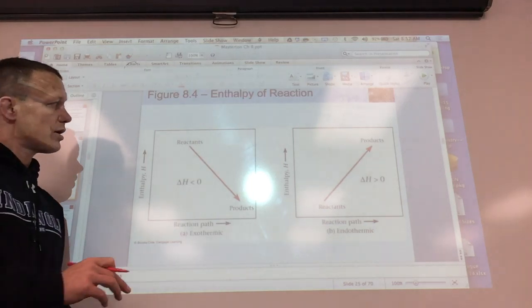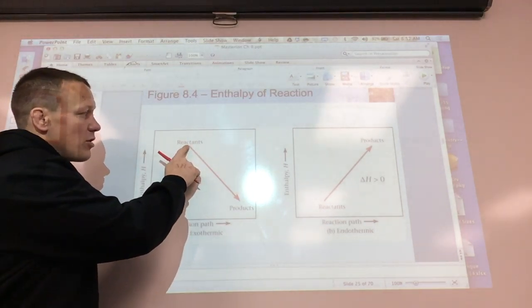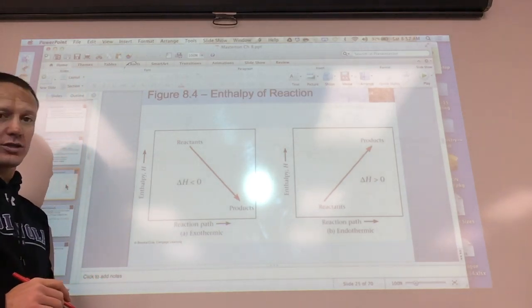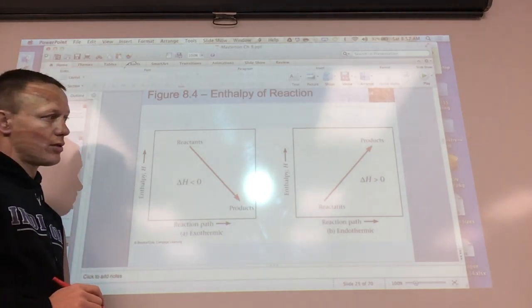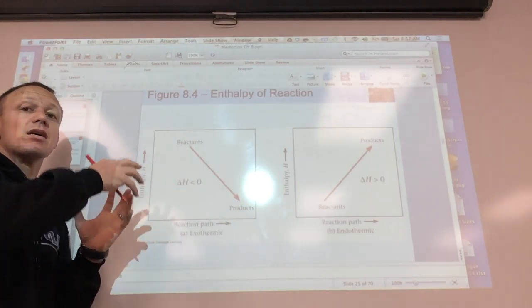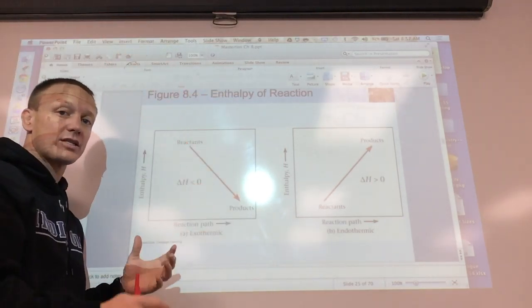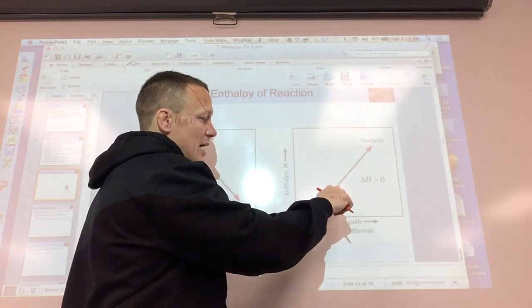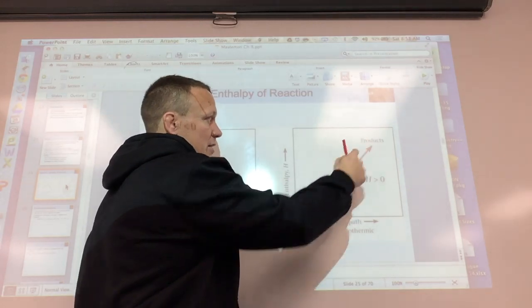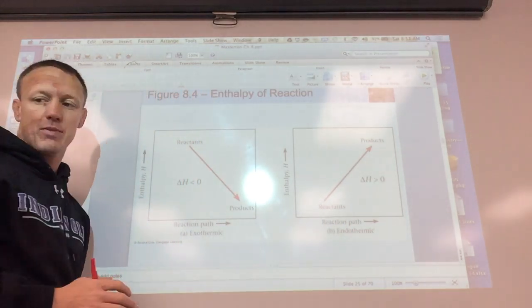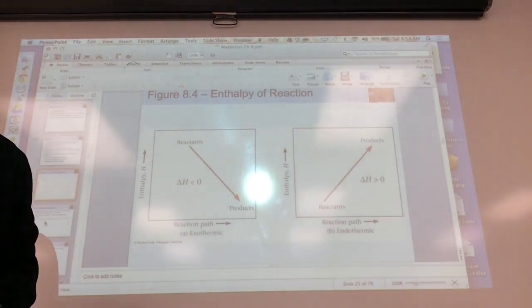If the reactants have more enthalpy or more energy than the products, it is an exothermic reaction. That means energy is being released, and the difference in energy between the reactants and products is how many kilojoules of energy are being released to the surroundings. If you have to add energy in from reactants to products, the amount of energy gained is your enthalpy change, and that would be a positive, or endothermic, reaction.